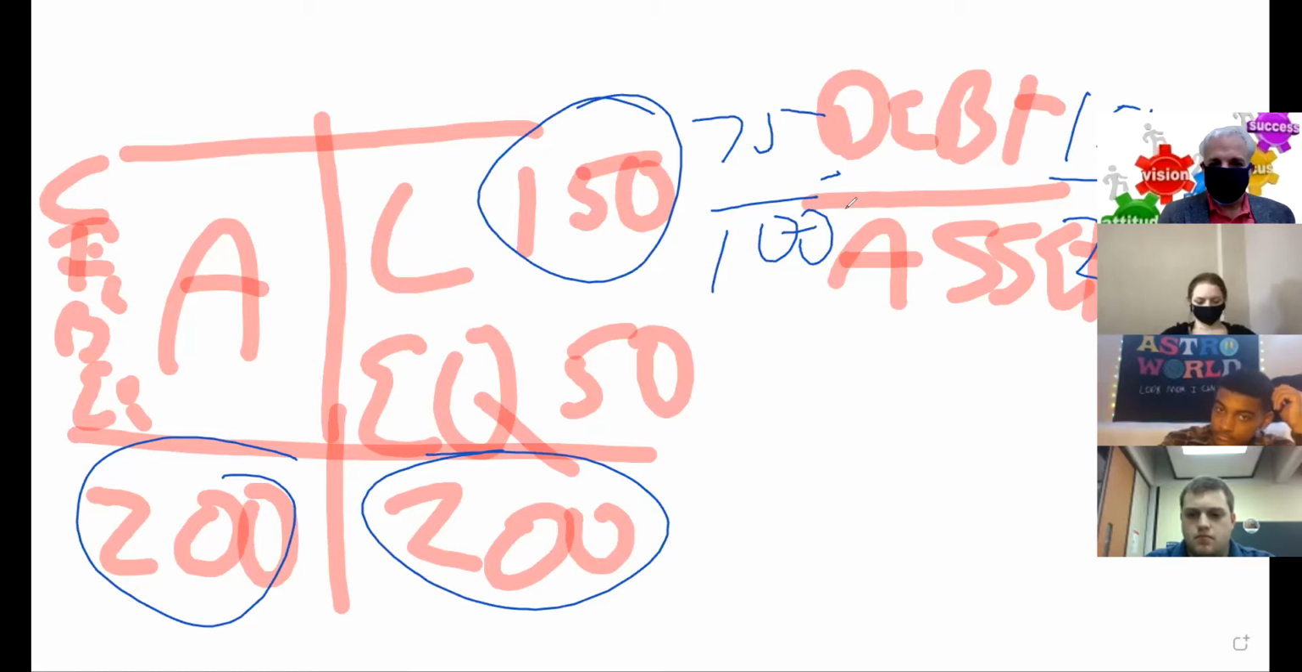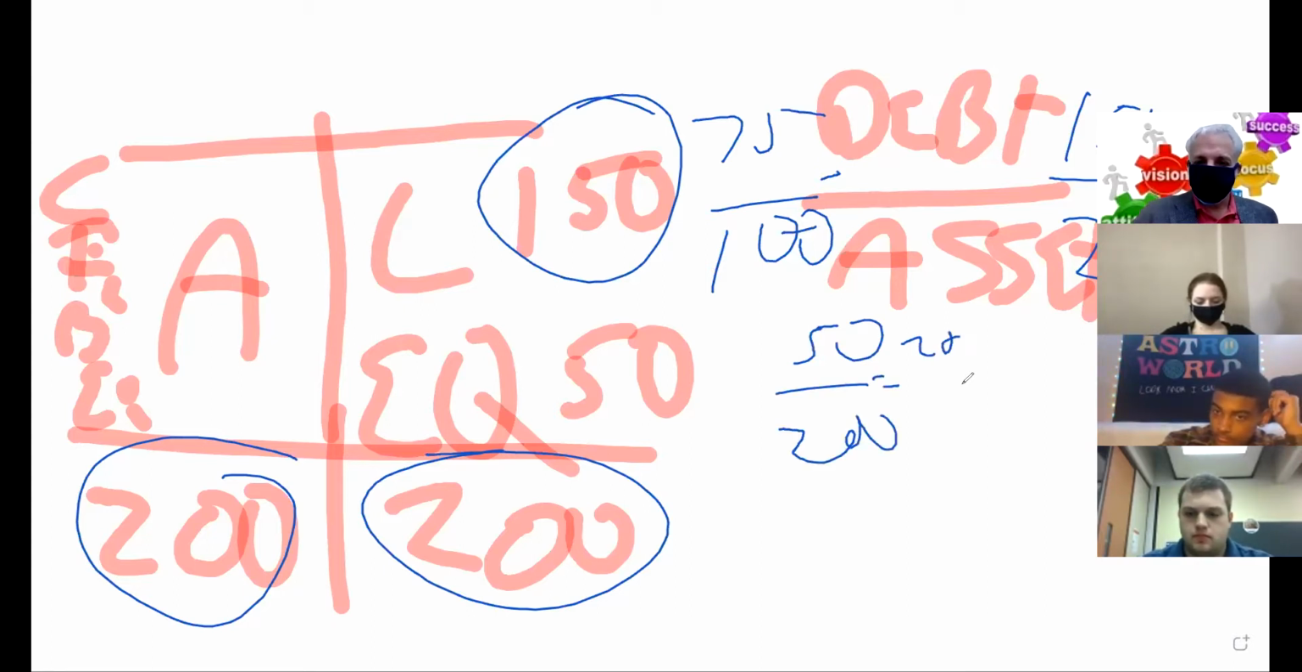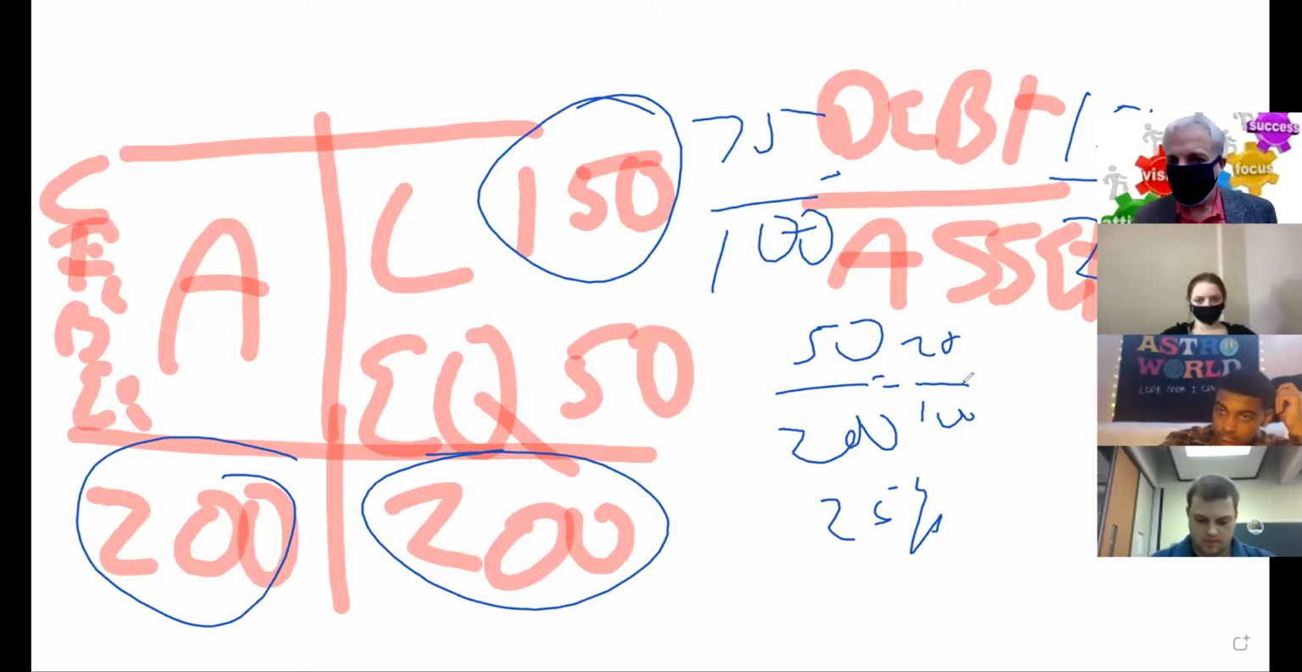So we've got 75% of our balance sheet is debt, which means 50 out of 200. It's 25 out of 100. 25% is my equity ratio. What's my debt to equity ratio? Go ahead and type that in the chat. Debt to equity, no calculators, please. Look at the numbers on the screen and tell me what my debt to equity ratio is, please.